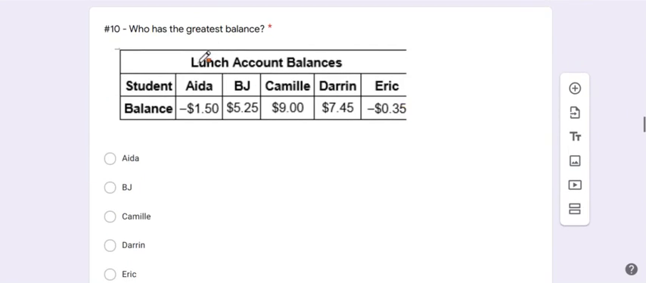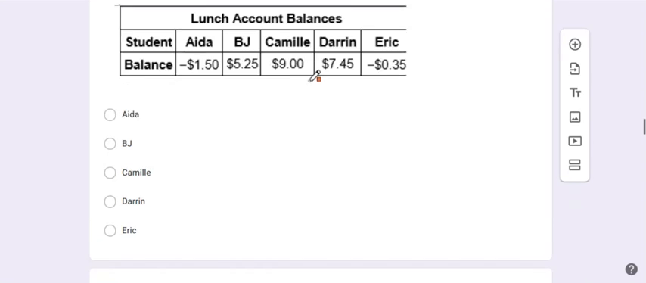Number 10, who has the greatest balance? So out of these values, Ada owes $1.50. I know that she owes that because she has a negative balance. BJ has $5.25. Camille has $9. Darren has $7.45. And Eric owes 35 cents. So which of those values is the biggest, is the greatest balance?